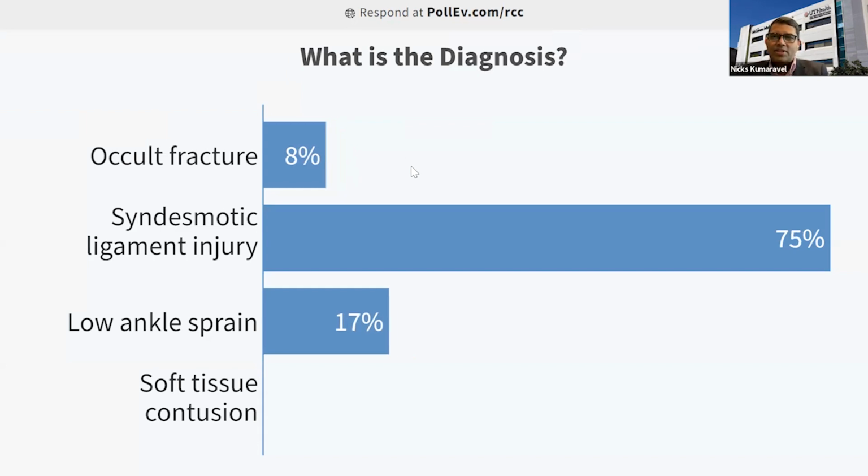We'll give another couple of seconds for you to think about what the potential answer is. And again, there are no wrong answers. This is musculoskeletal imaging. It's easy and fun. All right, a little bit of a toss up there between occult fracture and low ankle sprain. All right, thanks for playing, and let's go to the next image again.